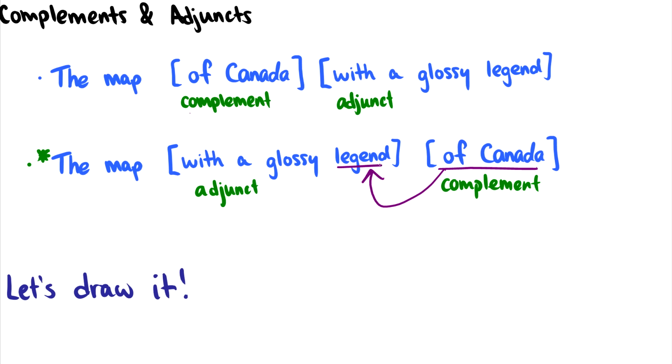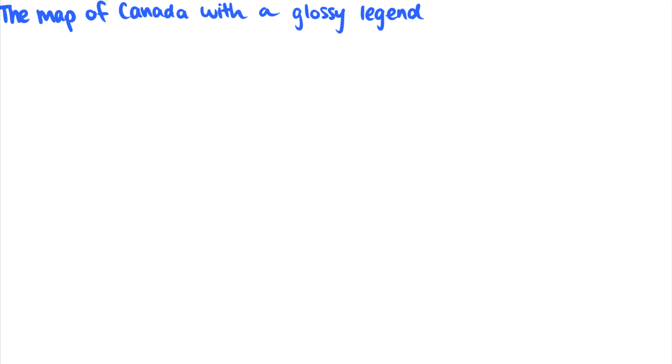So the complement will appear closer to the head. So map is the head, the complement must appear earlier than the adjunct. If the adjunct appears first, then we can see it has a different meaning. So let's draw this sentence, the map of Canada with a glossy legend. Okay, so this whole thing is a noun phrase. And first of all, the. So we have the map of Canada. So the is a specifier, so it is a daughter of the NP, and sister to an N-bar level.